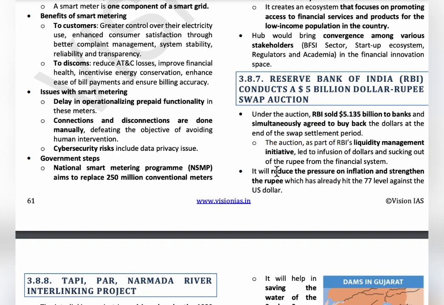Reserve Bank of India conducts a $5 billion Rupee Swap auction. Here, a Rupee Swap auction means the central bank buys another country's currency with its own currency. So a $5 billion Rupee Swap was done in an Indian auction. With the Indian rupee, the central bank has bought the dollar currency.